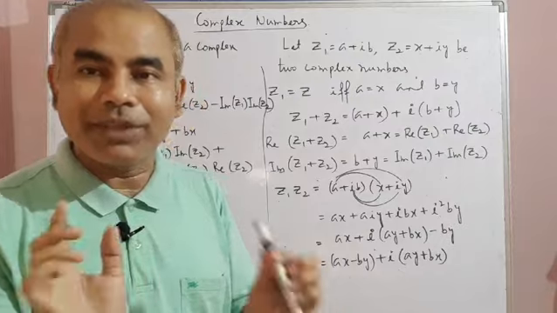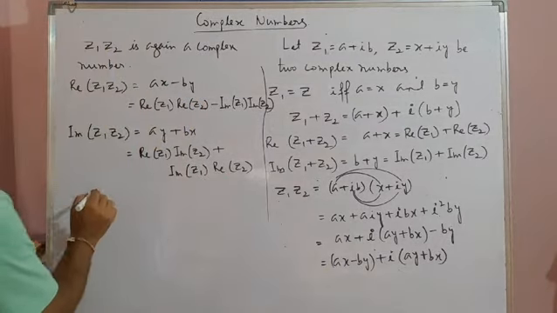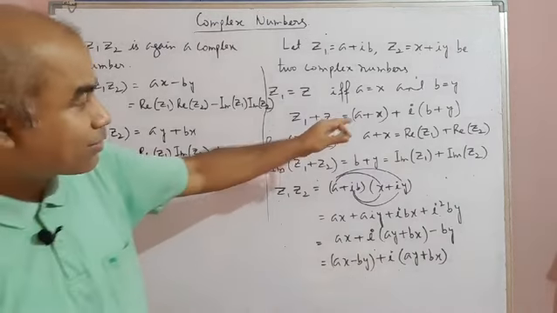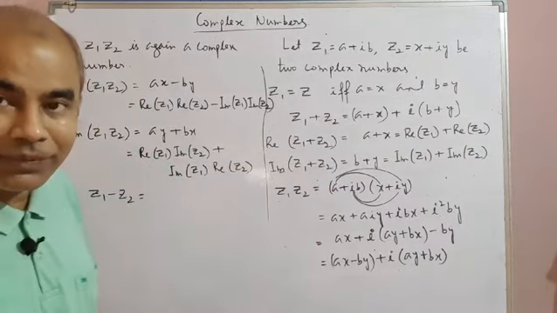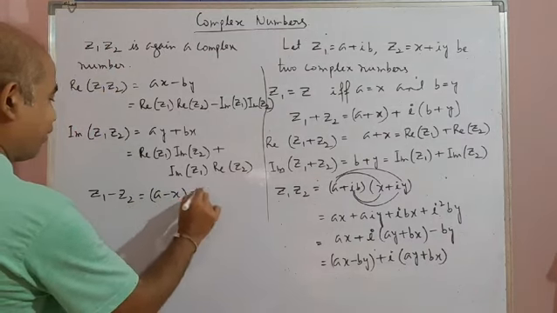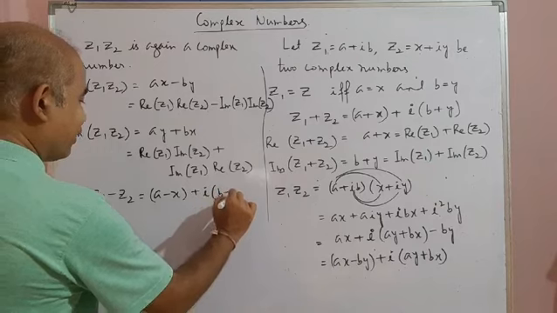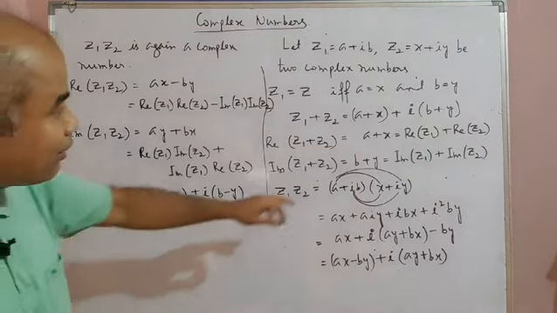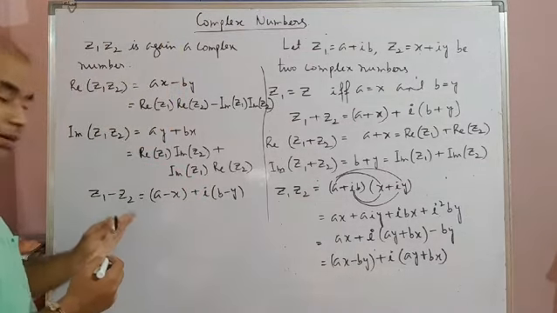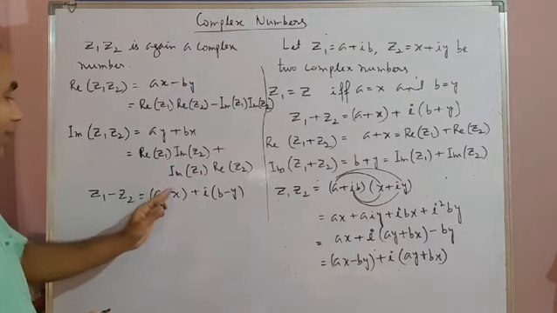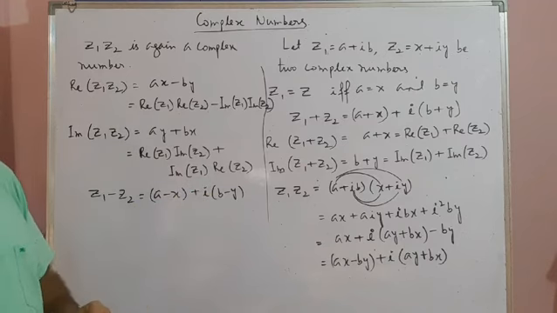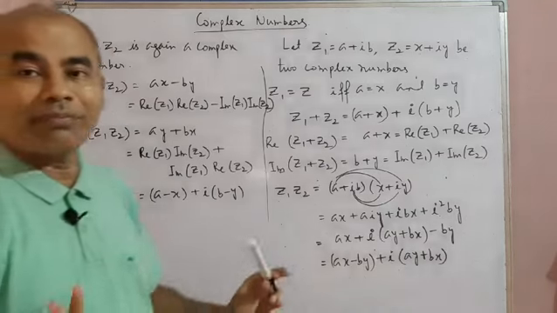So how to subtract Z1 and Z2? Same as in the case of addition, the subtraction is also the same. For subtraction you have to subtract their corresponding real parts and corresponding imaginary parts. In the case of addition, you add their corresponding real parts and corresponding imaginary parts. The same thing in the case of subtraction, you subtract their corresponding real parts plus i into the difference of their corresponding imaginary parts. That is the subtraction.